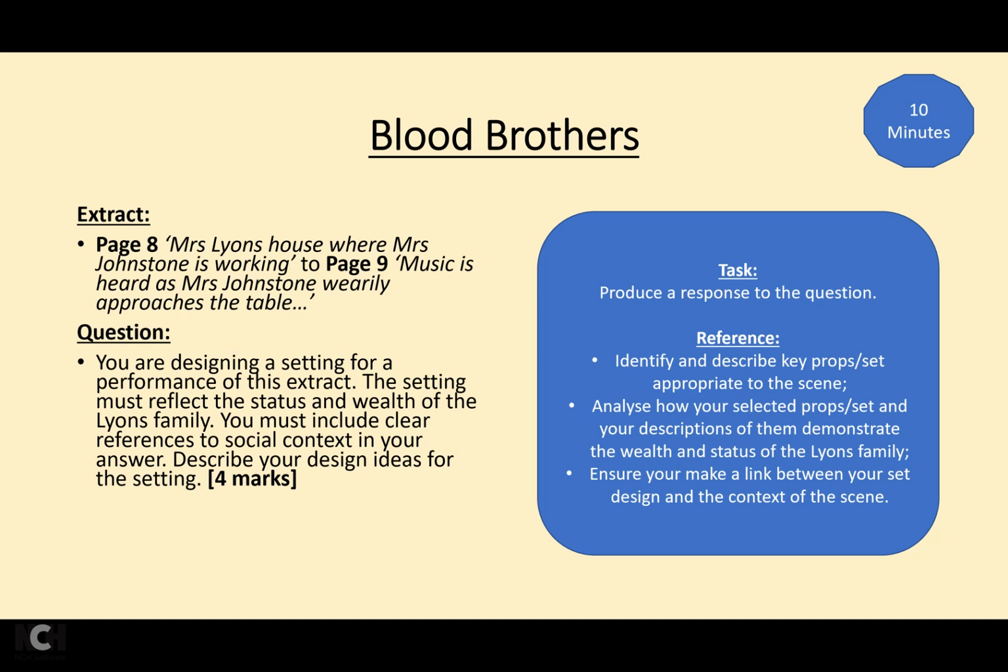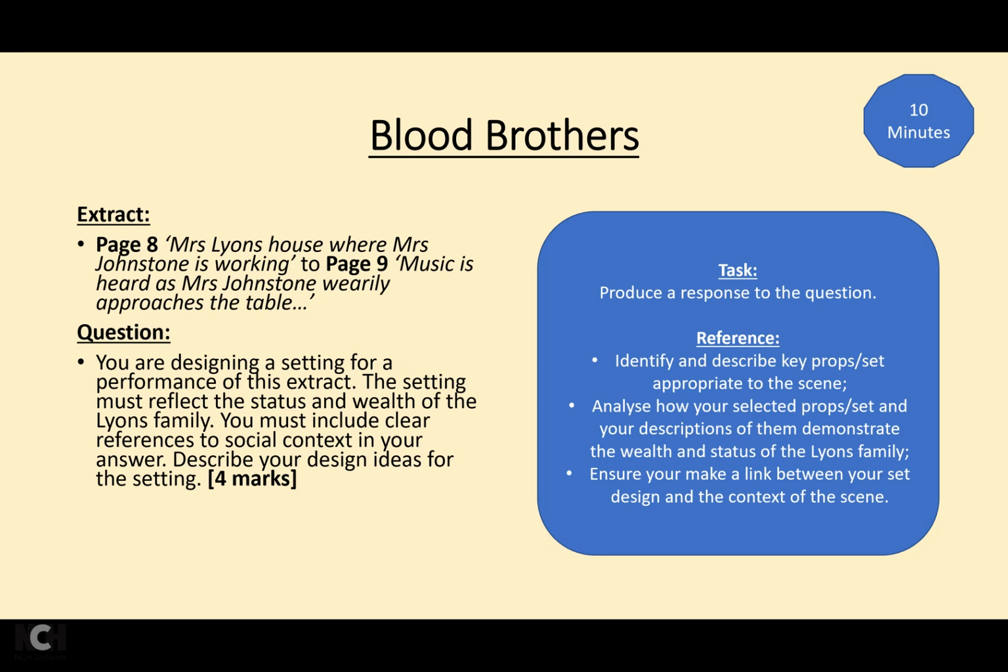And the question that I'm going to ask you is this. You are designing a setting for a performance of this extract. The setting must reflect the status and the wealth of the Lyons family. You must include clear references to social context in your answer. Describe your design ideas for the setting.